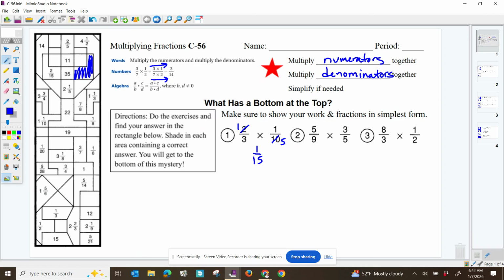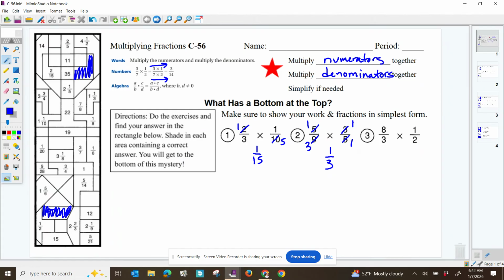For number 2, I've got a 5 on top, 5 on bottom. If I divide by 5/5, I get 1 and 1. 3 and 9, I divide by 3/3. That becomes a 1. That becomes a 3. When I multiply, I get 1/3. And so I look for 1/3, and that's that little symbol or that little shape right there.